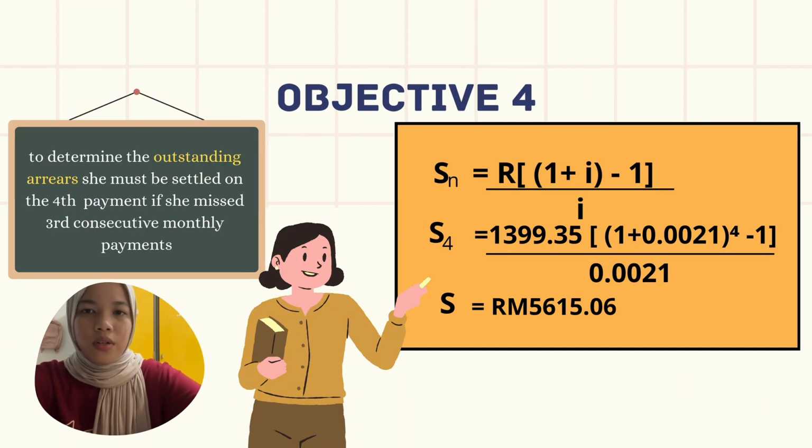The total is RM90,285.77. For Objective 4, use the formula Sn equals R bracket 1 plus i to the power of n minus 1 divided by i. So S4 equals 1,399.35 bracket 1 plus 0.0021 power of 4 minus 1 divided by 0.0021. S equals RM5,615.06.